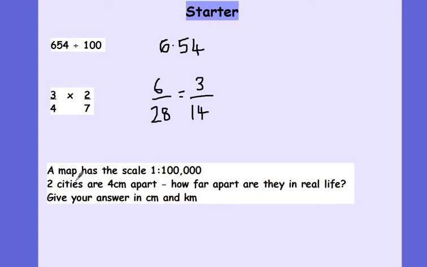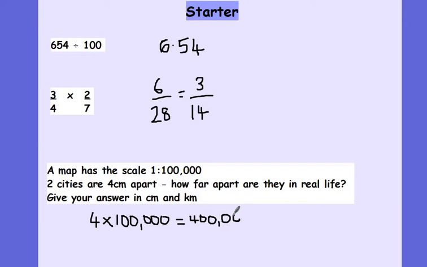And finally, I said 2 cities are 4 centimetres apart. Using this ratio, I need to do 4 times 100,000, because for every one of those centimetres on a map, it's actually 100,000 centimetres in real life. So we're looking at 400,000 centimetres.